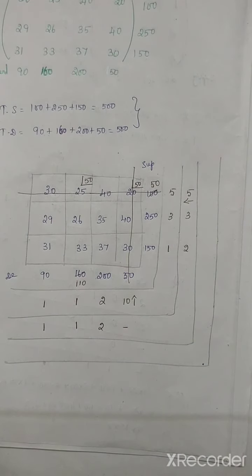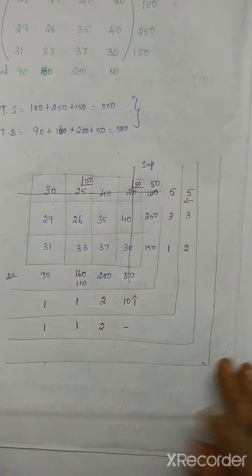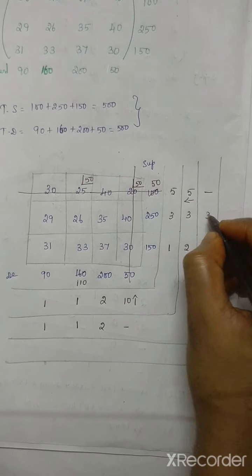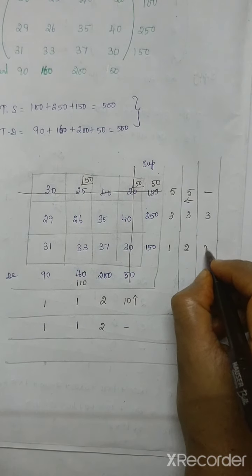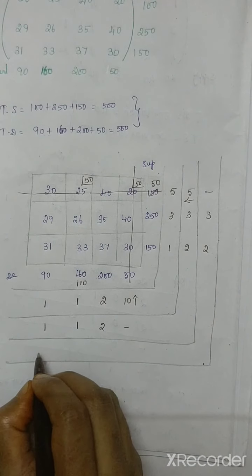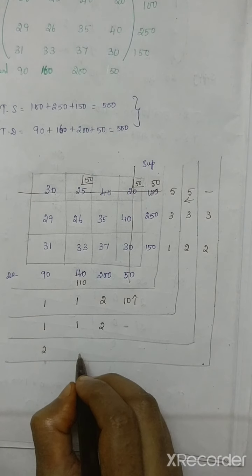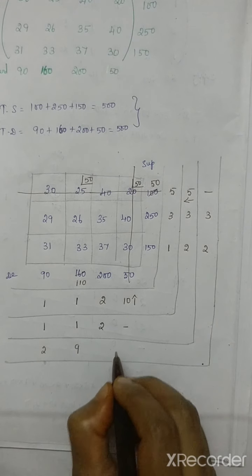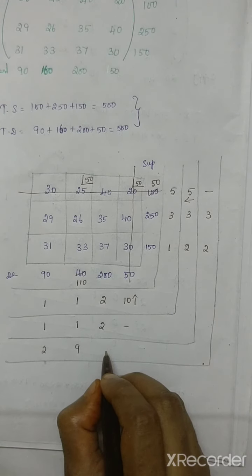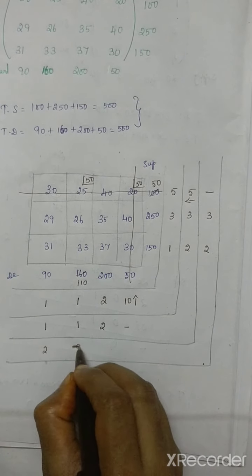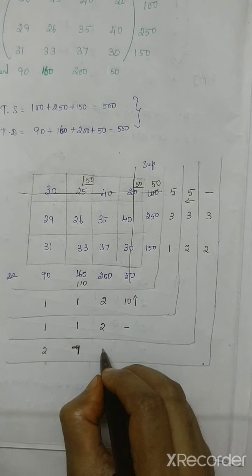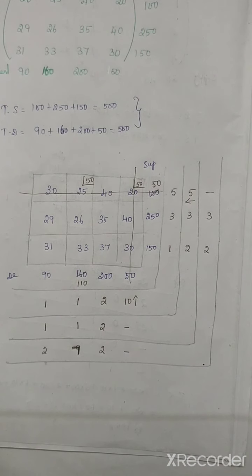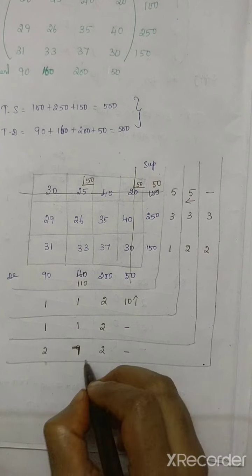Again you have to find out the penalty value. For the first row you have to put dash. For the second row, 29, 26, difference 3. 31, 33, difference is 2. Here 29 and 31, so difference is 2. 26 and 33, so the difference is 7. 35 and 37, so 2. For this you have to put dash. Here the maximum penalty is 7.